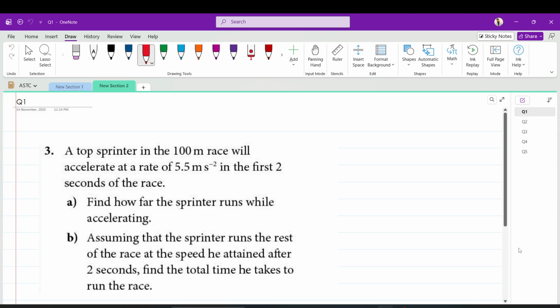Welcome to ASTC. This is Cambridge A Level Mathematics 9709 Mechanics. So, today we will be going through some of the exam style questions which are related to chapter number 2. So, let's get started.